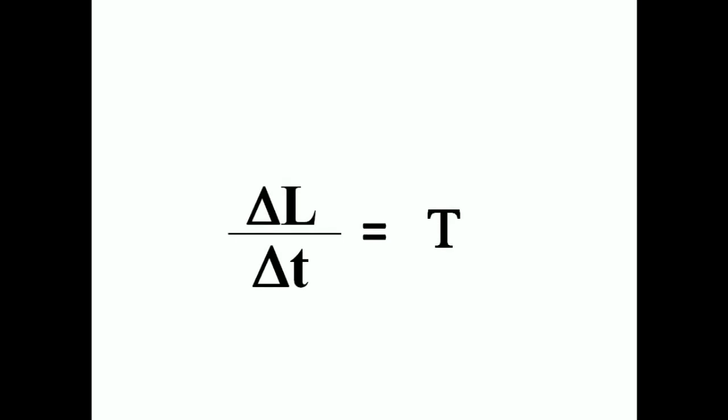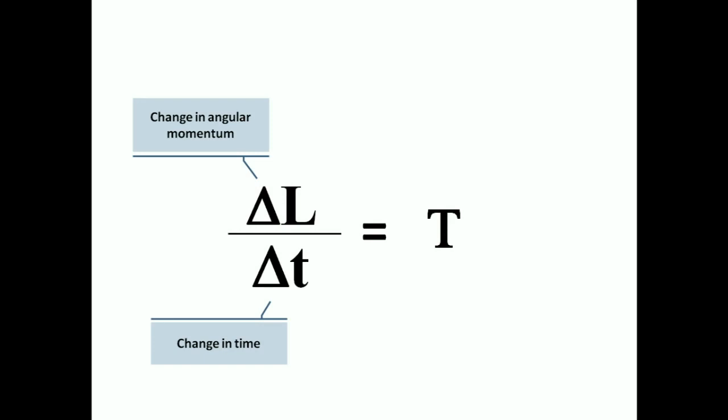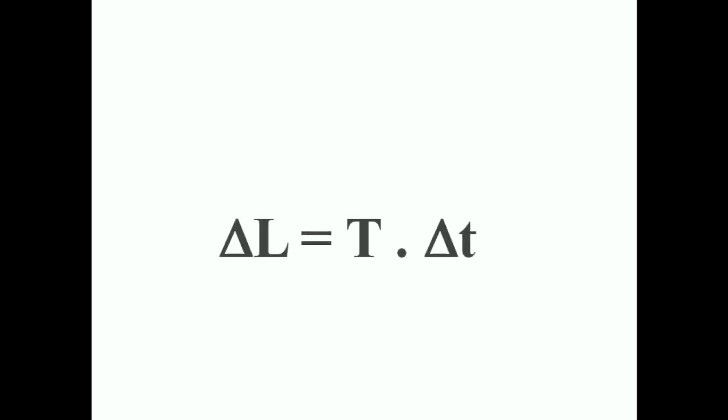There is also one other thing we need to know about angular momentum. For the angular momentum of a system to change, a torque must have been applied to the system. This can be expressed using the following equation, where delta L is the change in angular momentum, delta t is the change in time, and T is the torque. Rearranging the equation slightly, we have the following. We now have all the information we need to analyse the angular momentum of the slider.